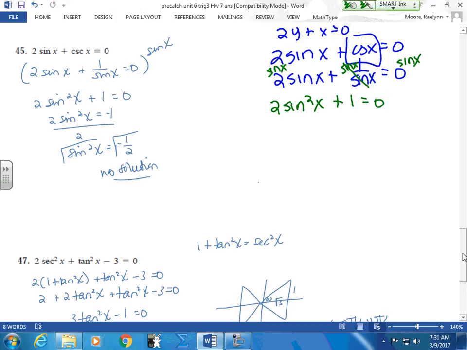Okay. This one, when you get to that point, when you have to take the square root of a negative number, you can't. So, no solution. Reject, reject.